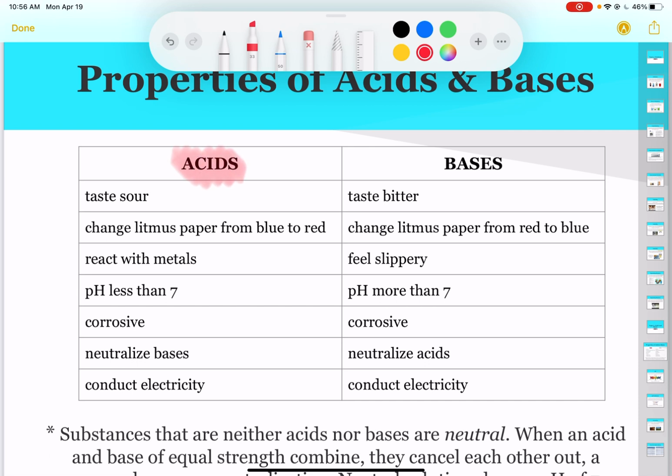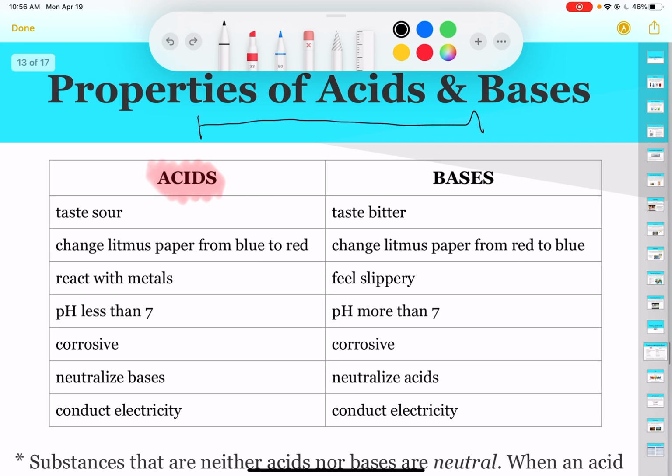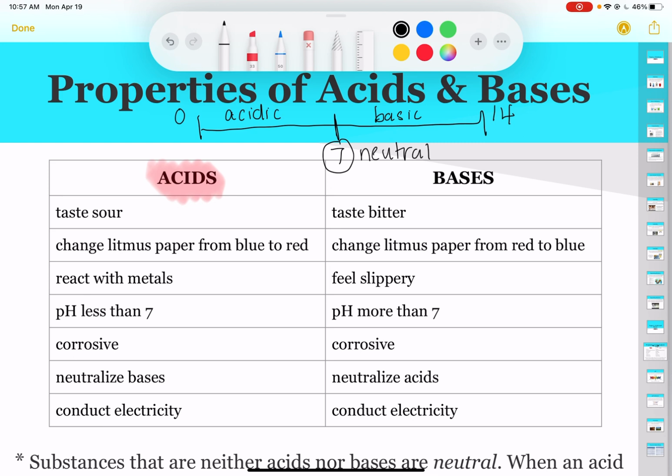Acids normally react with metals, so they will break down metal. Their pH, so when we look at pH, that's talking about the pH scale. And I hope you talked about this at one point in your schooling. The pH scale goes from 0 to 14. 7 is the middle, that's neutral. Everything to the right-hand side, from 7 to 14, would be considered basic. And then everything from 0 to 7 would be considered acidic.